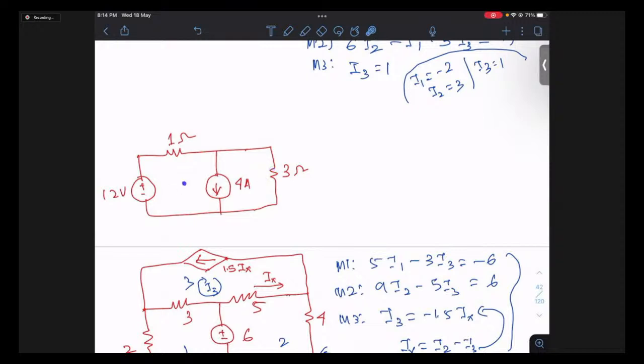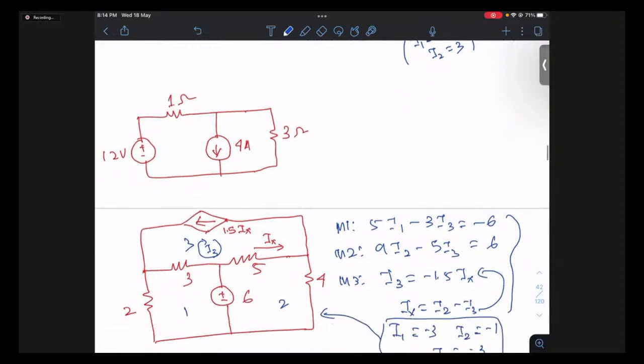Whenever a current source is shared between two meshes, we always make use of a concept known as super mesh. So a super mesh is used whenever two meshes are separated by a current source. In this kind of case, we intentionally skip this particular current source branch and write the equations by skipping it. That means we form a big mesh. This is called super mesh. So in the highlighted part, we'll be writing the equation.